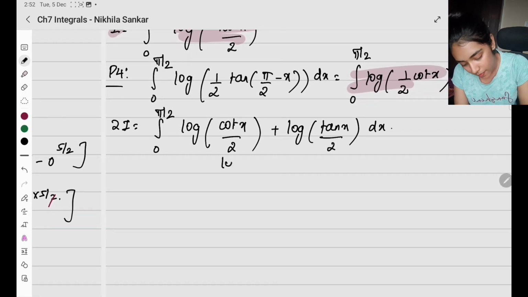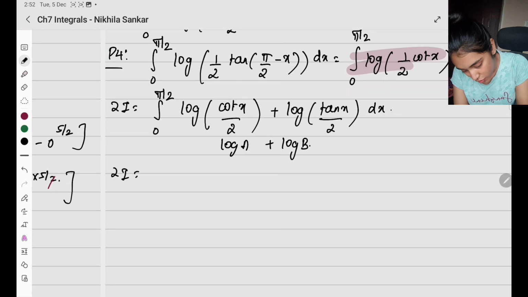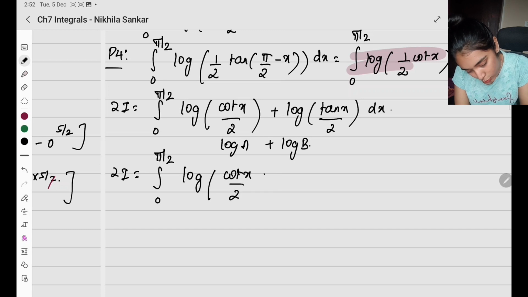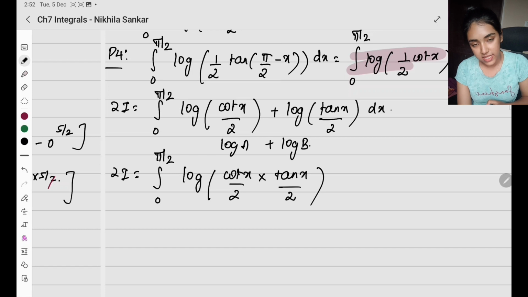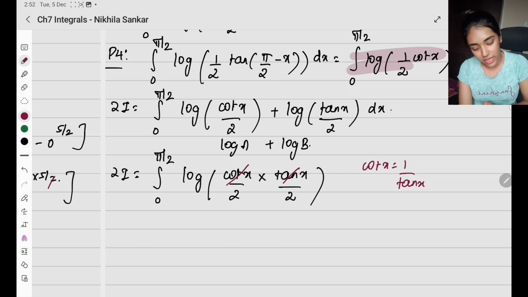So this is of the form log a plus log b. I can write this as log of a into b. So 2I equals the integral from 0 to pi by 2 of log of a into b, which is cot x by 2 times tan x divided by 2. Tan x is nothing but 1 by cot, so basically the cot and the tan get cancelled. Cot x is nothing but 1 by tan x, so 1 by tan x and tan x get cancelled.